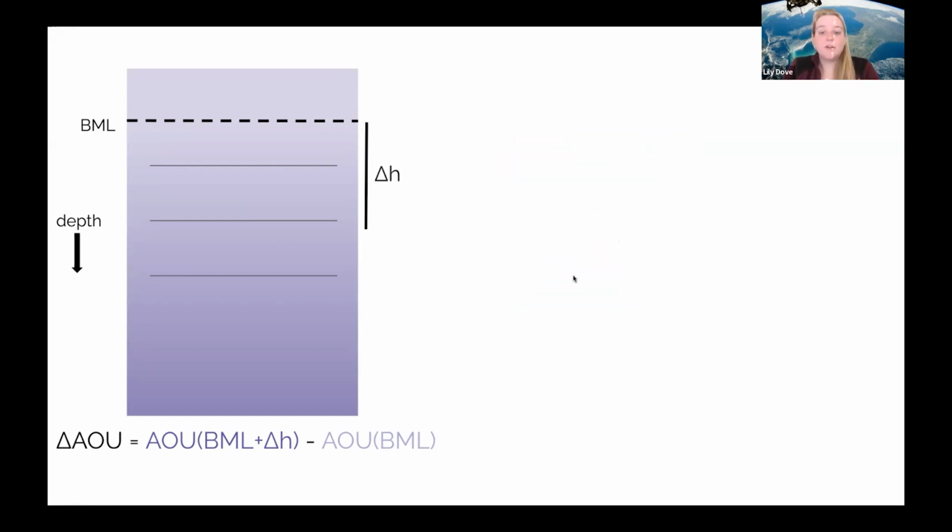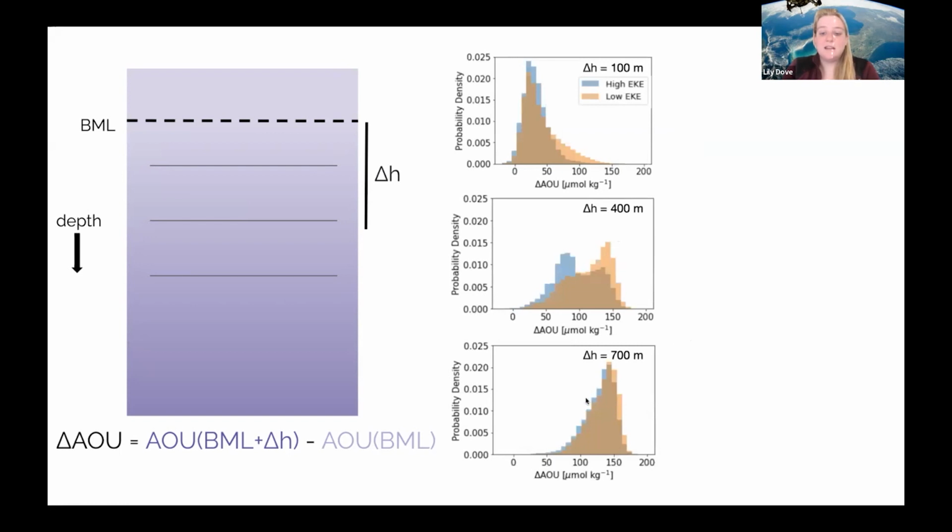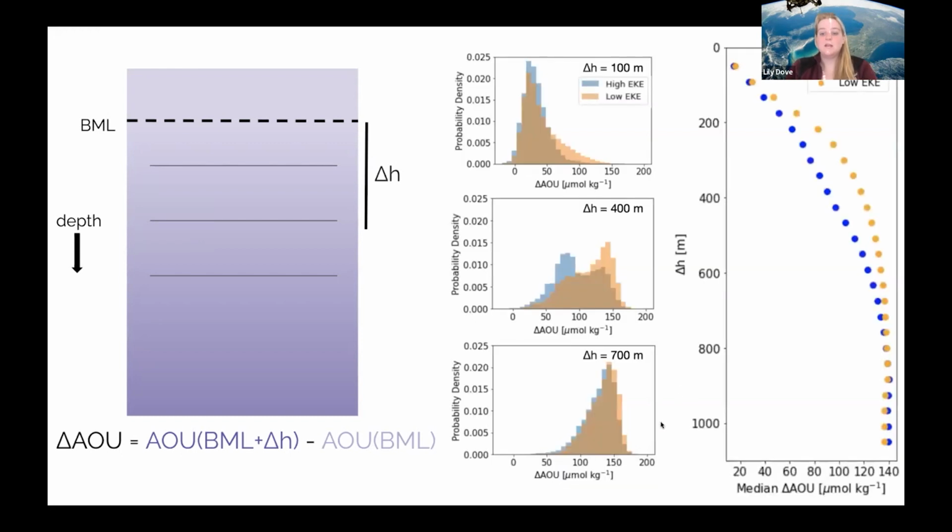But when we get even further down, we see that this pattern goes away. At 700 meters below the base of the mixed layer, our two curves come together again, and there doesn't seem to be a difference in AOU at that depth.